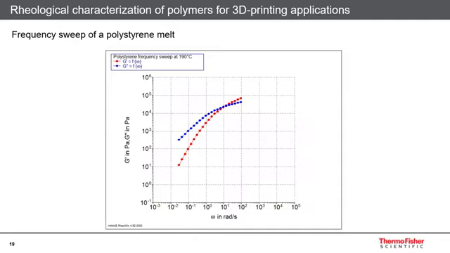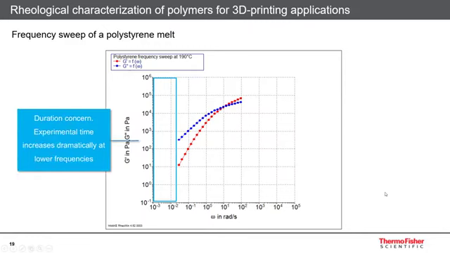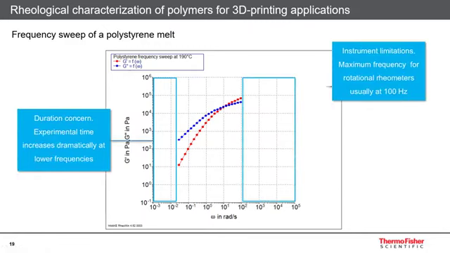So coming back to the frequency sweep test, on this slide you see the results of a single frequency sweep test with a polystyrene melt at 190 degrees centigrade. The covered frequency range is limited, and the terminal region at low frequencies as well as the rubbery plateau region at high frequencies do not fall in the covered measuring range. The low and high frequency regions are restricted either by time concerns, and this is simply the duration of a single oscillation, or by the rheometer specifications, and this is the maximum frequency that can be applied by a rheometer.